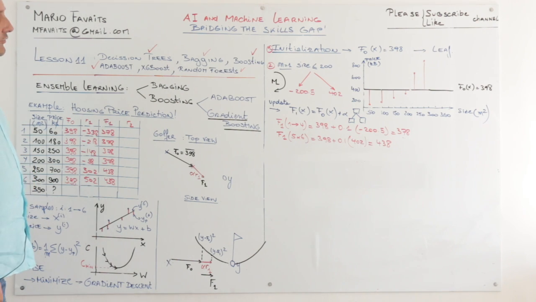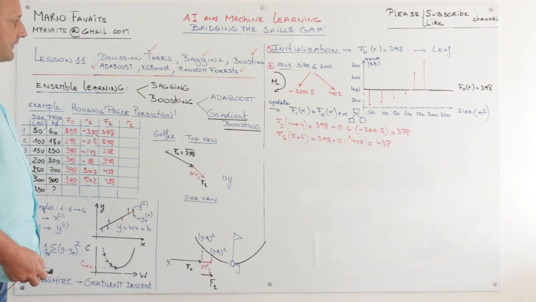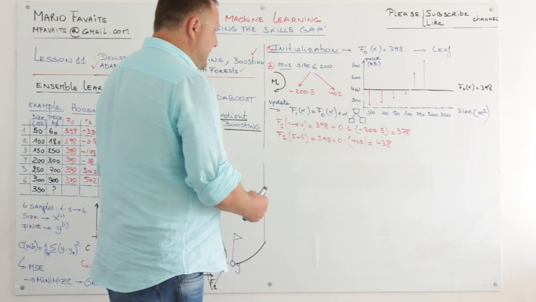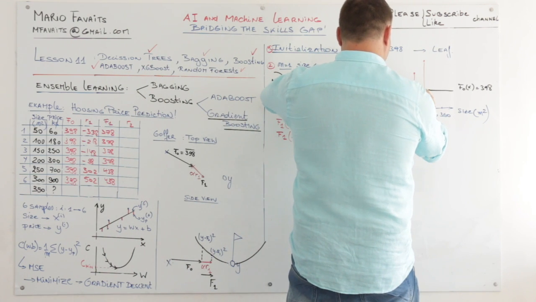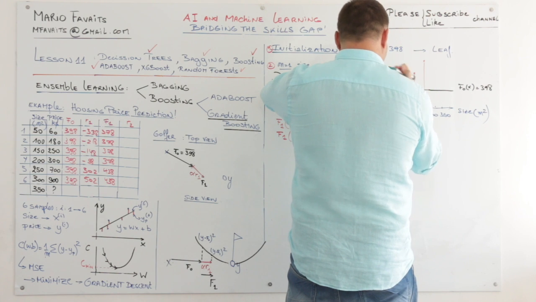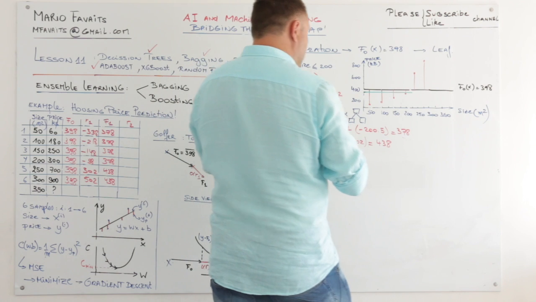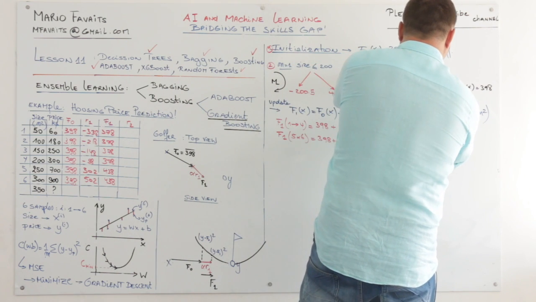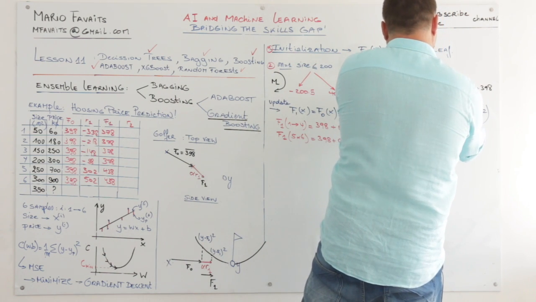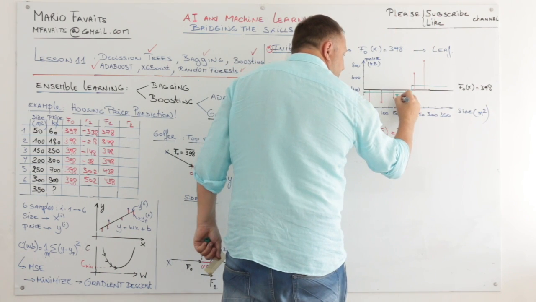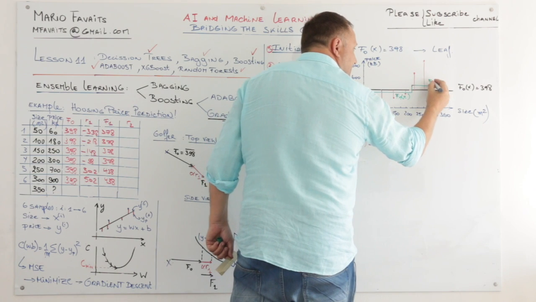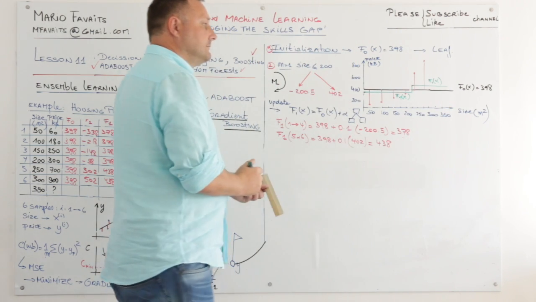Okay, so let's now try to draw F1. Well, we have 378 for the first 4 points, and we have 438 roughly here for the final 2 points. So this one is F1 of x, and this one is F1 of x.